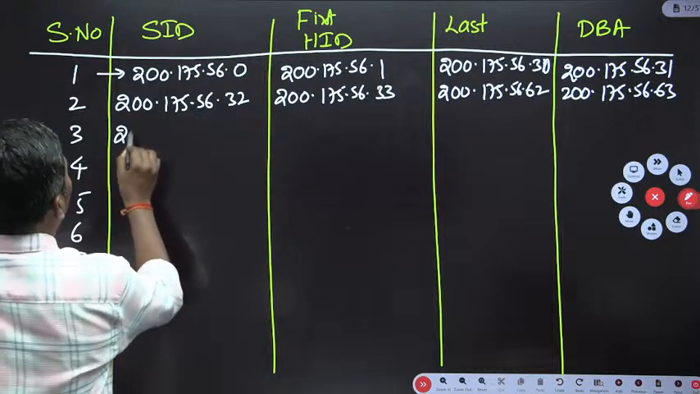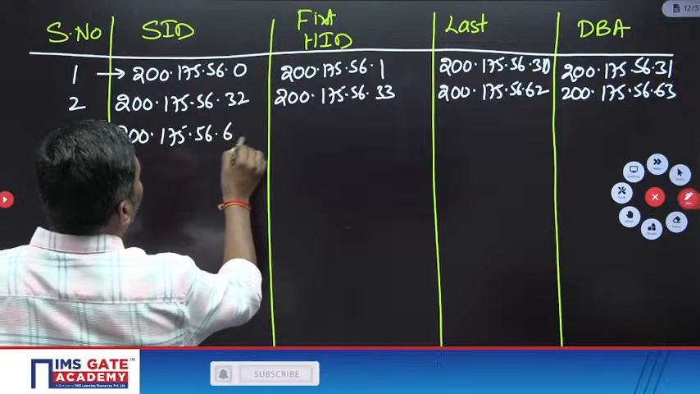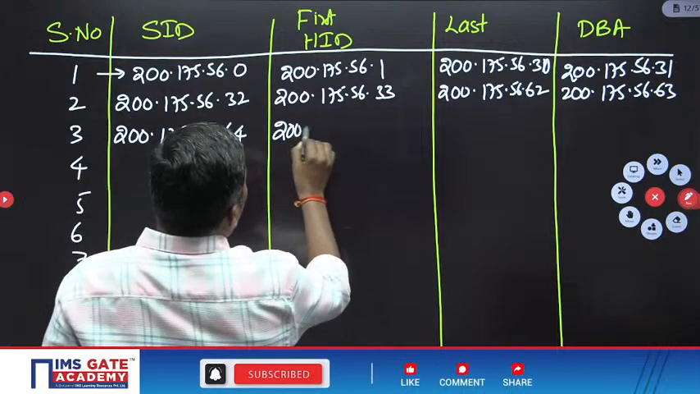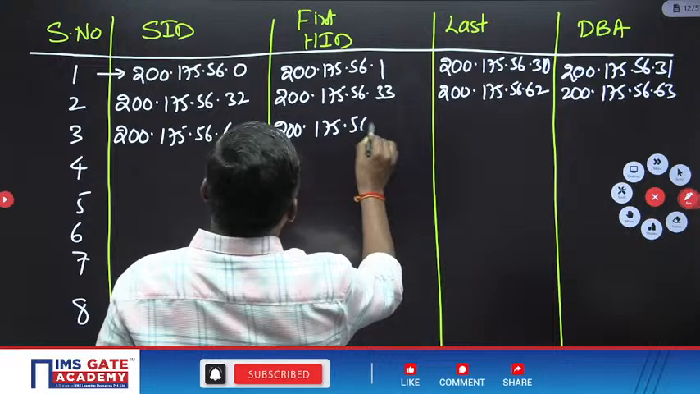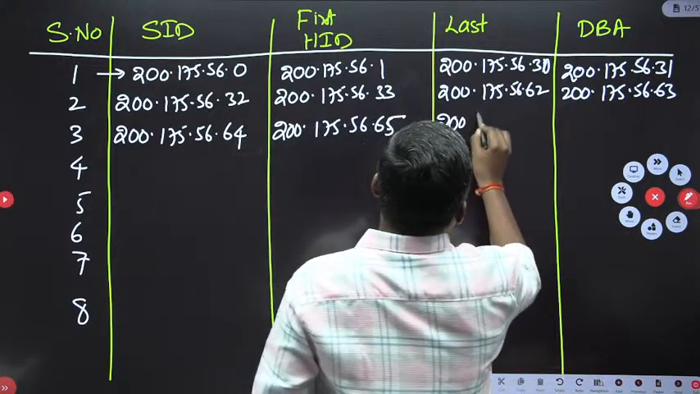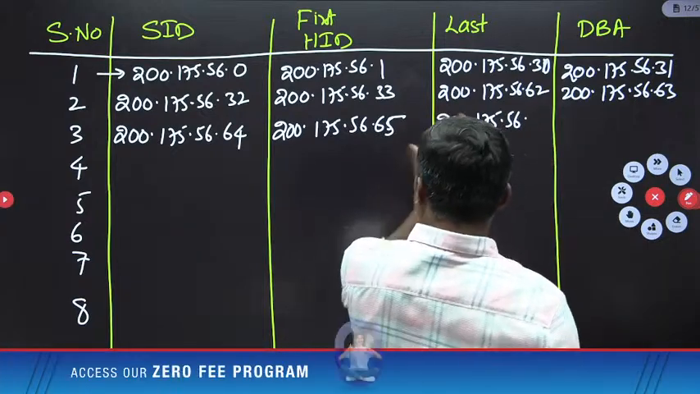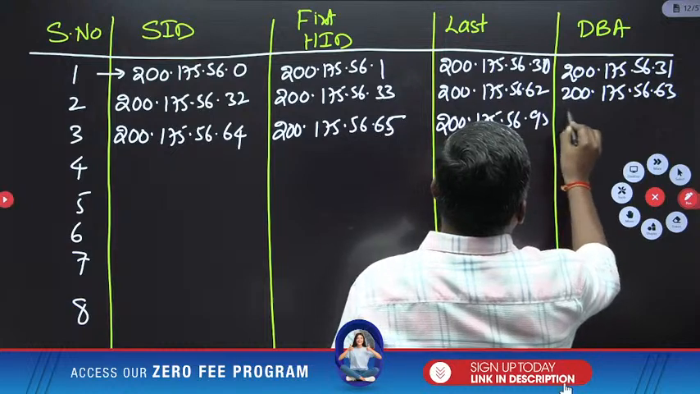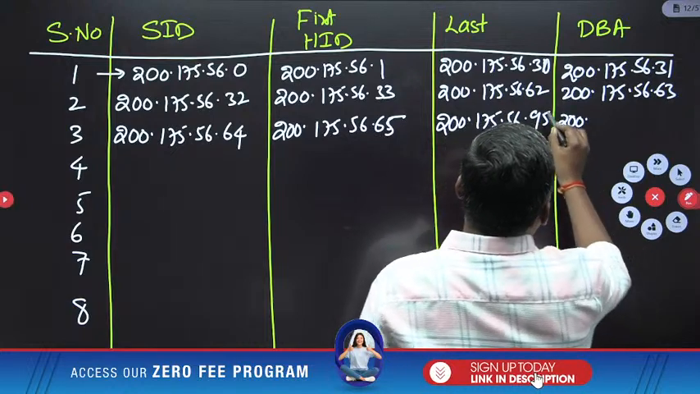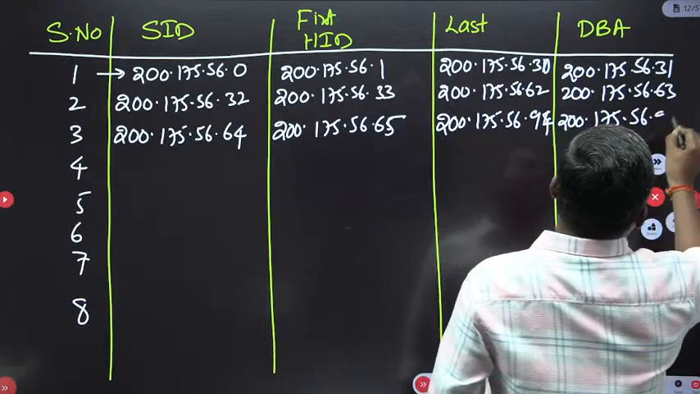Now 200 dot 175 dot 56 dot 64. 200 dot 175 dot 56 dot 65. 200 dot 175 dot 56 dot, what is the value? So 95, 200, 94, 175 dot 56 dot 95.